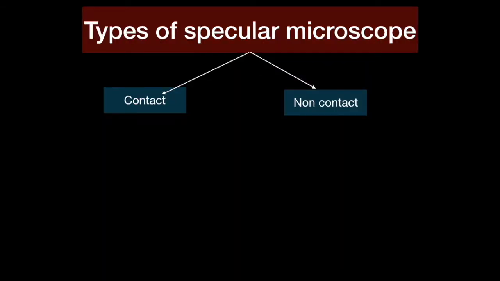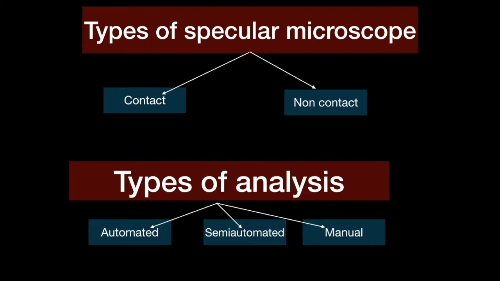Now, specular microscopes are of two types: contact and non-contact. Non-contact one is more popular. The analysis of these cells can be done by different methods. The most commonly followed method is automated analysis, where the machine automatically outlines the endothelial cells and calculates the cell density, cell size, and hexagonality. Then there is something called a semi-automated mode, where the cell size, which is fixed in automated mode, can be modified manually depending on the examiner's perception of the cell size.